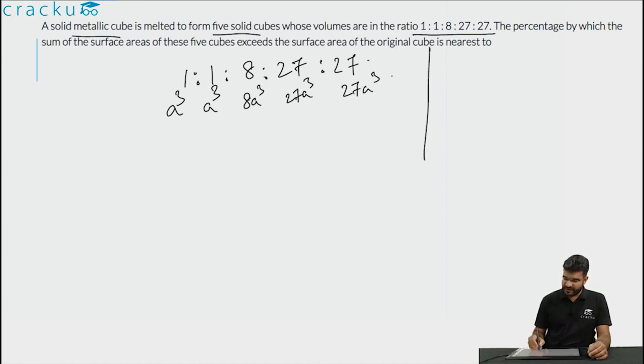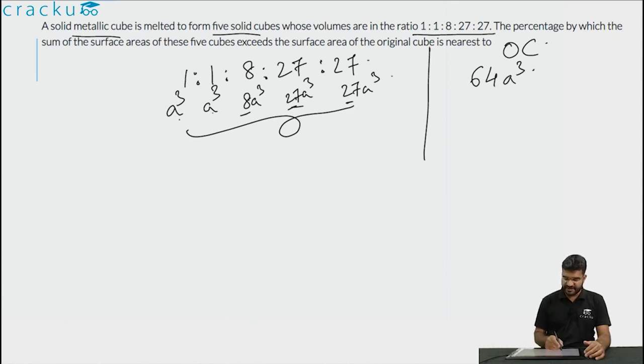Now the volume of the original cube will be the sum of all these volumes, because the volume will not change. So the volume of the original cube will be A cube plus A cube, this is 2, plus 8 is 10, 10 plus 54 is 64A cube. This is the volume of the original cube. It was divided into 5 cubes of the respective volumes.